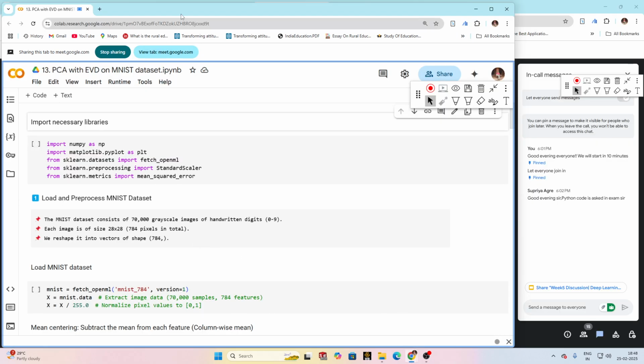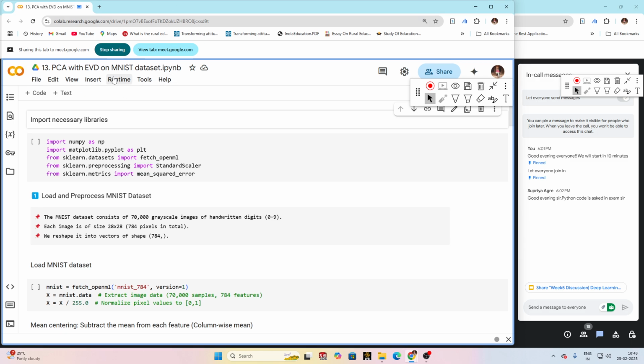Okay, so this is the thing. We are applying PCA on the MNIST dataset. This you just ignore. So PCA we are applying on this MNIST dataset. What is this MNIST dataset? MNIST dataset consists of 70,000 grayscale images of handwritten digits from 0 to 9. Each image has a dimension 28 into 28, that is 784 pixels in total.